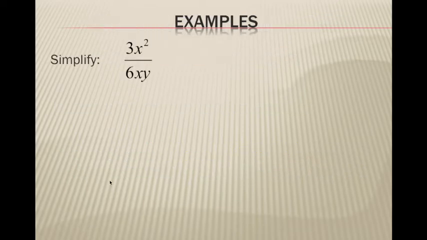Okay, so let's reduce here. So I can reduce 3 and 6 by dividing by 3. So then that would become 1 over 2. And then x, remember when we're dividing exponents, we subtract. So 2 minus 1, 1. So 1x over 2y. So that will become x over 2y.